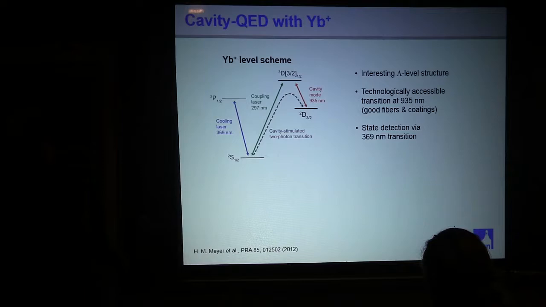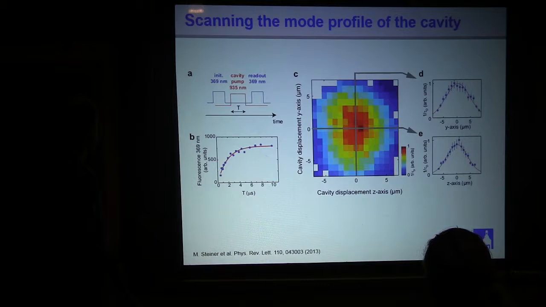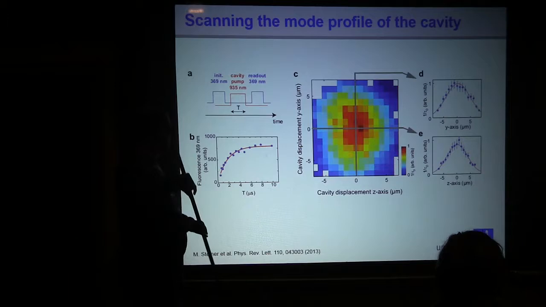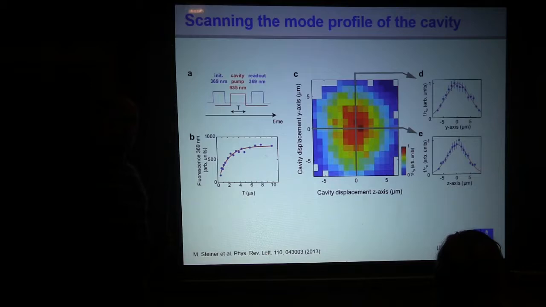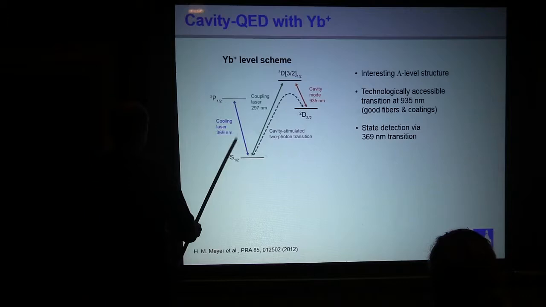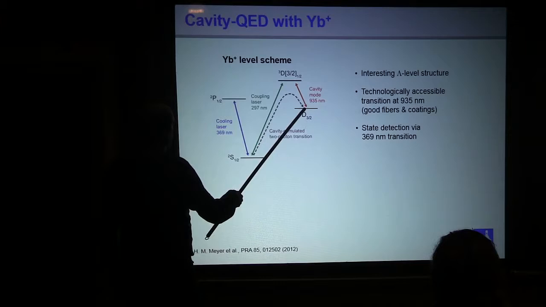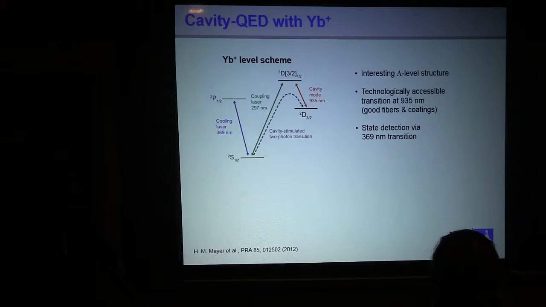Okay, so what's now the first characterization that we did? Well, we simply put the ion into the cavity, put some light through the cavity mode, and then move the cavity around. And with this, we can really map out the cavity field using the single ion as a detector for the cavity light. Let me just go back. So basically, we prepare the ion in this state, put this light into the cavity mode externally with a laser, and see whether we can pump the ion backwards on this transition with the cavity field.